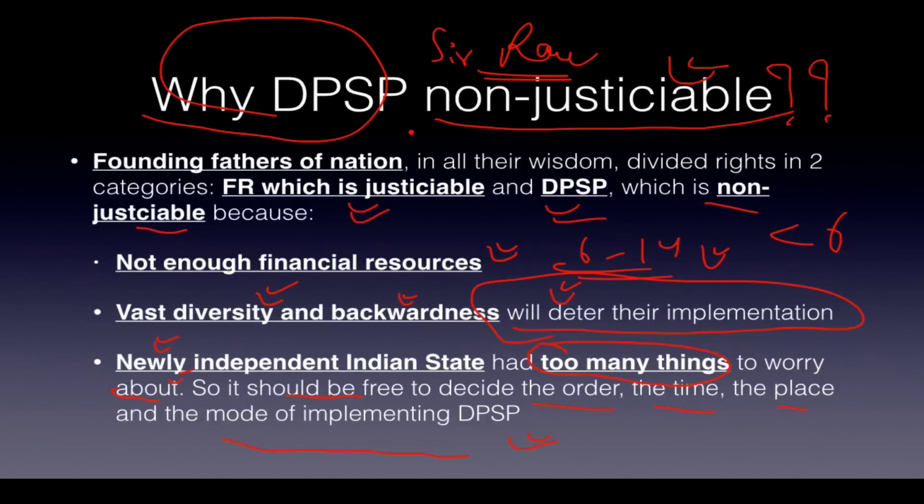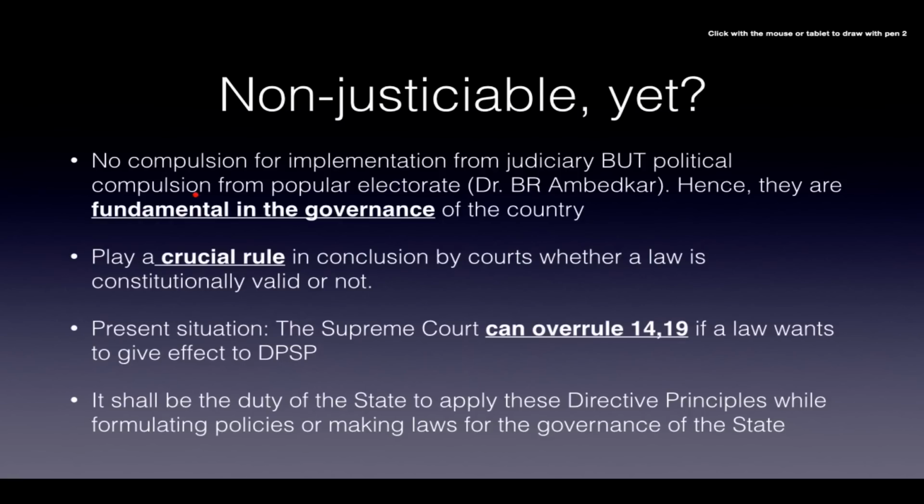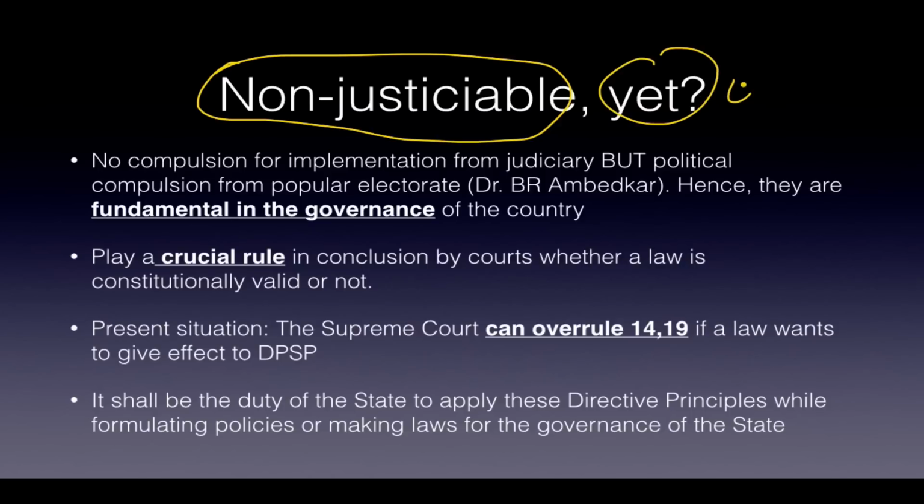If you know, the right to education was made a fundamental right in 2002, but it came as an act in 2009-10. So that is the time it takes, almost about 60 years after independence. So the state should have the flexibility to implement them. That is why it is non-justiciable. But what is the point of it if it's non-justiciable, right? This is the second question which comes to your head, right?